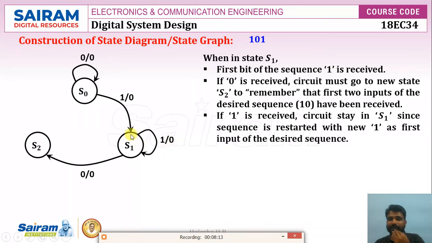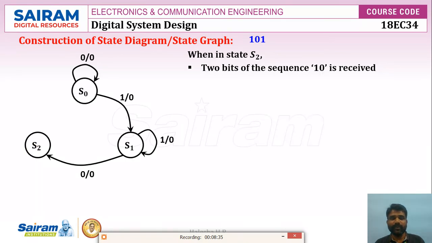Clear? So that means if we are in state S0, reset, waiting for the first bit, if it is 1 it will go to S1. If we are in S1, the first bit is received. Again if it is 1, it will stay there only, that new one will be considered as the first bit. If it is 0, that is our second bit, so it will go to the next state, S2. In S2, the 2 bits of the sequence, that is 1 0, are received, waiting for the third bit to be received.